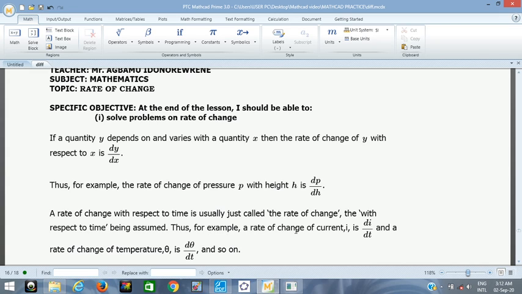When we say a rate of change of current, full stop, that means how is current changing with respect to time. So this is one important aspect we are going to do in this topic, rate of change. Then we see another example, a rate of change of temperature, theta. When you see something like this, rate of change of temperature, all you need to know is how is temperature changing with respect to time. That is the change in theta divided by the change in time. That is all, and so many examples like that.